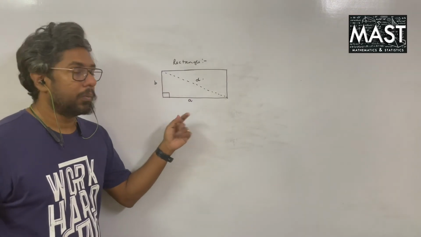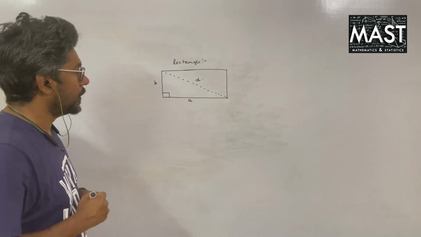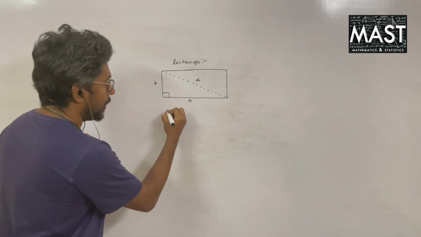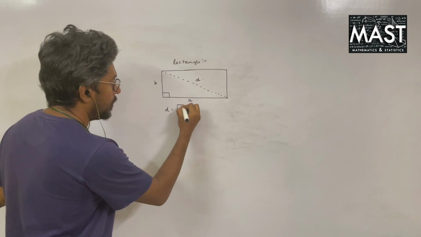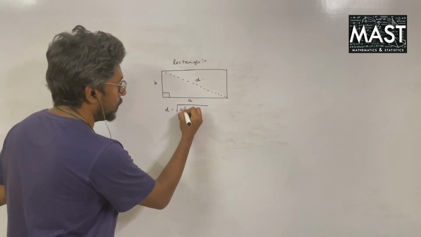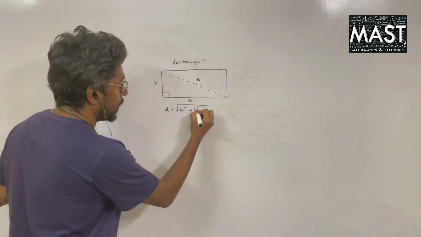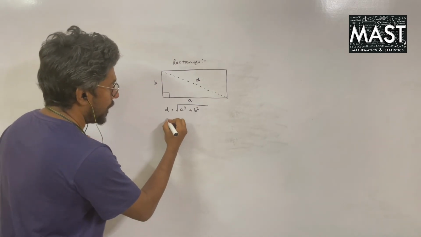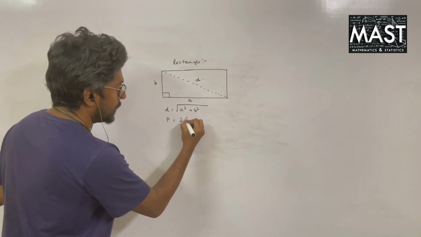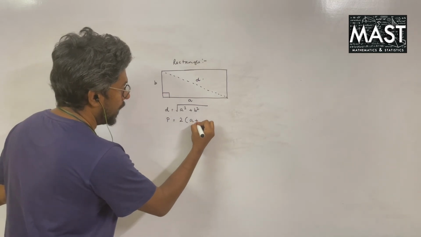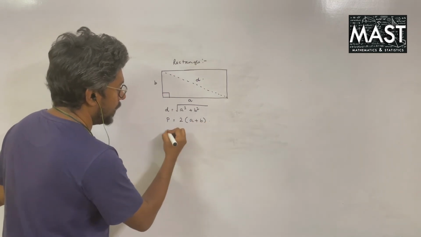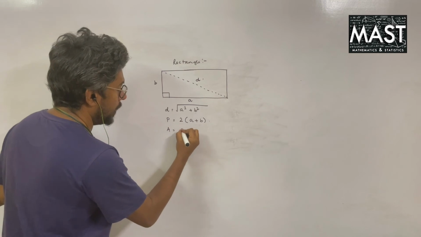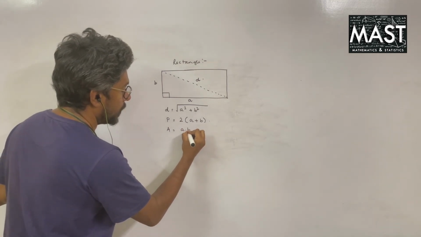The next figure we'll be talking about is a rectangle. First, if we have to find the diagonal, it will be found using the formula root over a square plus b square, where a and b represent the two sides. The perimeter would be given as 2 into a plus b, and the area would be a into b, which is a dot b.